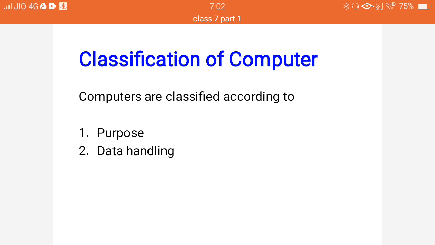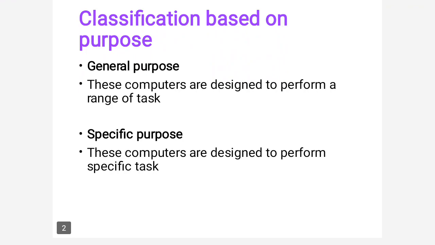Okay, so let us see how based on purpose we can classify computers. Based on purpose we can classify computers into general purpose computers and specific purpose computers. General purpose computers are those computers that we can use to perform different tasks. I mean, when I have a computer, it doesn't mean that I can perform only one work. I can use that computer to do different works. So those computers are called general purpose computers.